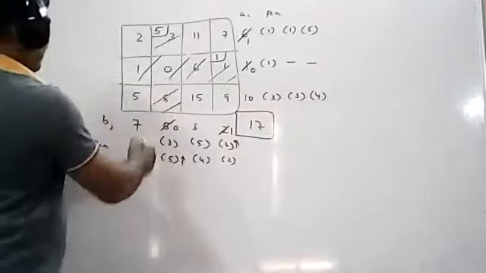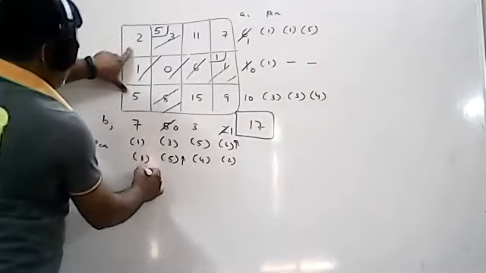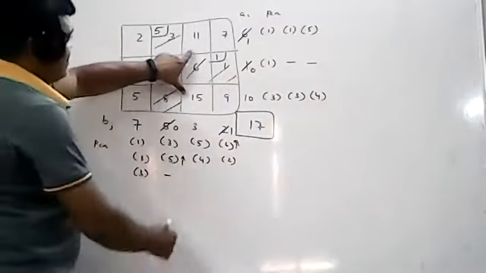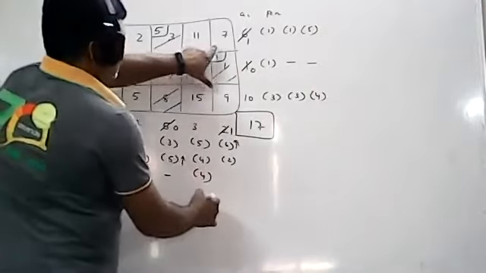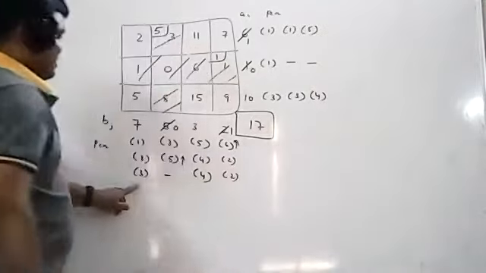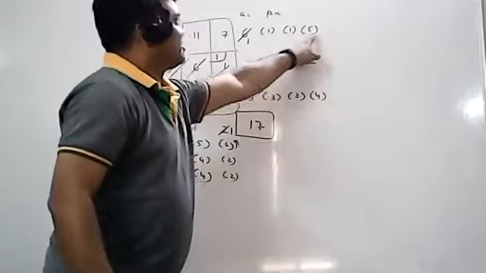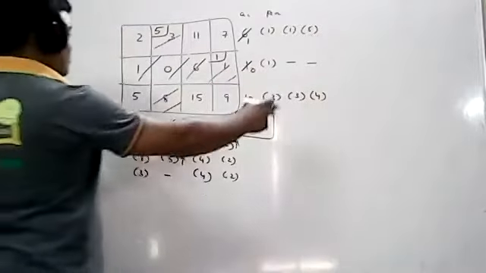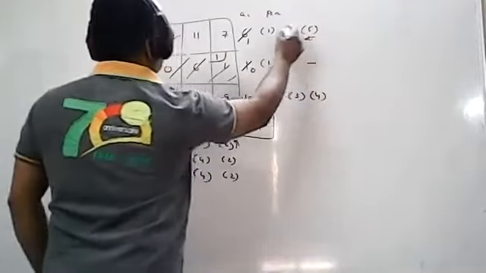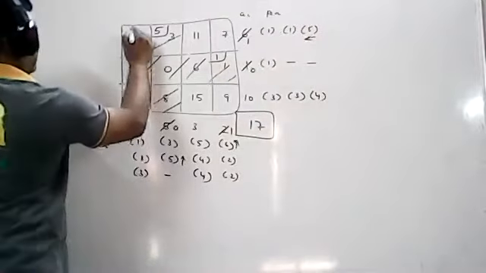And then similarly repeat for columns. So this is 3. Second column is cancelled. This is 4. And this one is 2. Now go for the highest penalty among rows and columns. What is the highest penalty? 5. How many times is 5 there? Only one time. One time means you have to choose this one, the minimum element. What is the minimum element here? 2 is the minimum element.